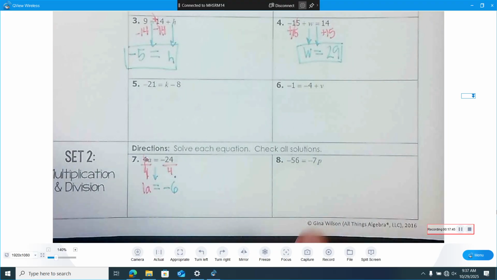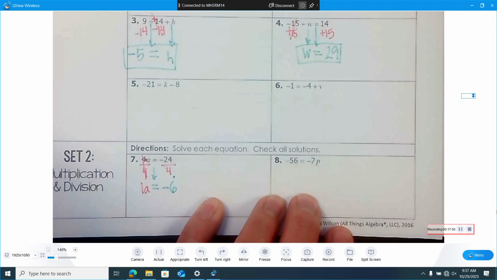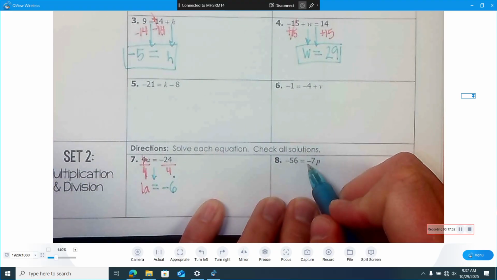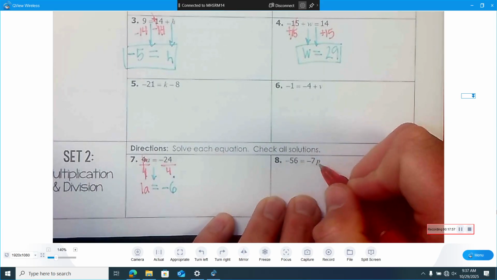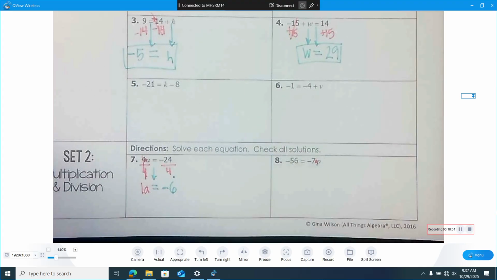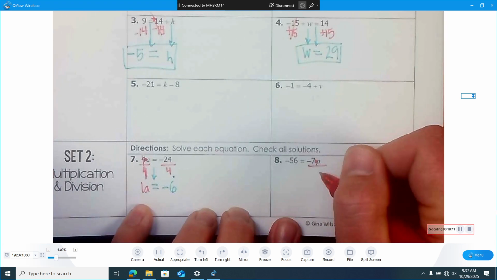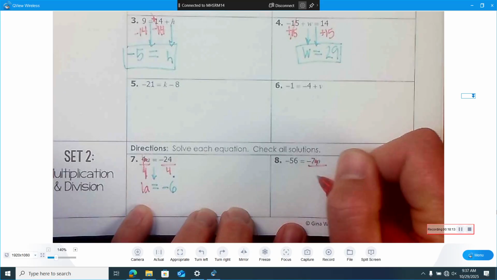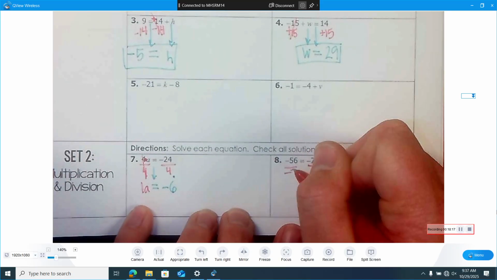Okay, number 8. Our equation's flipped over, but that's okay. We have -7p. What's the operation in between those? Multiplication. Very good. So we want to get p by itself. How do I get rid of that -7? Divide. What do I divide by? Do I divide by 7 or -7? -7. We want to get rid of the whole number. So take that negative along for the ride.